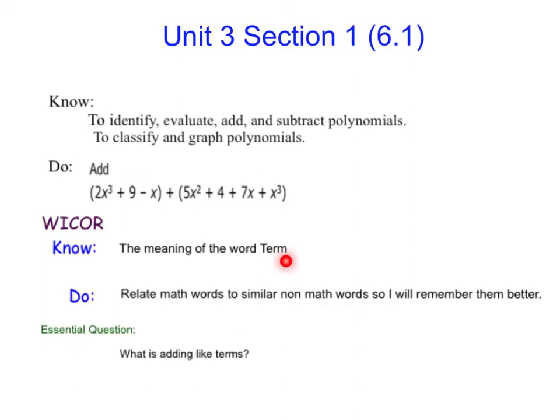Likewise, a term in mathematics is much the same. For example, if I have 2x cubed and an x cubed right there, those are called like terms. Why? Because they have x to the third and x to the third. And then we're going to do things like add like terms, subtract like terms, and so on and so forth. Okay, well, let's go ahead and begin with the lesson.